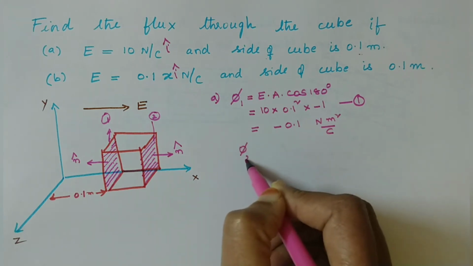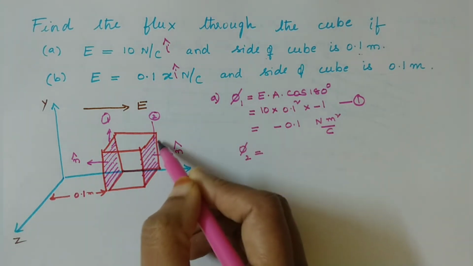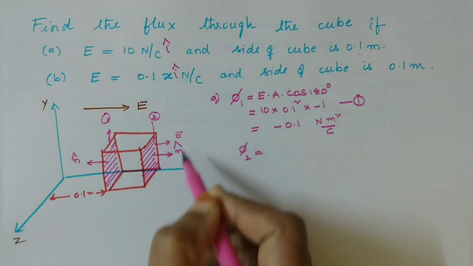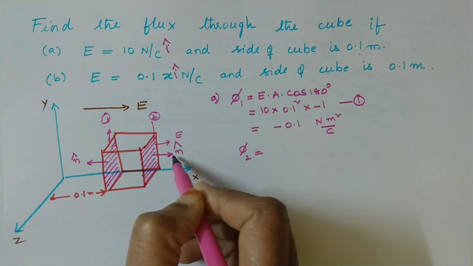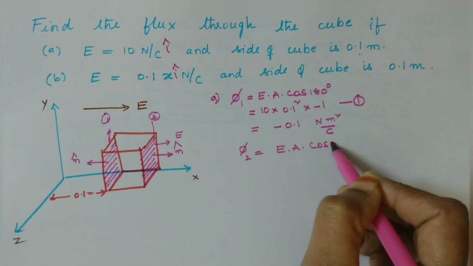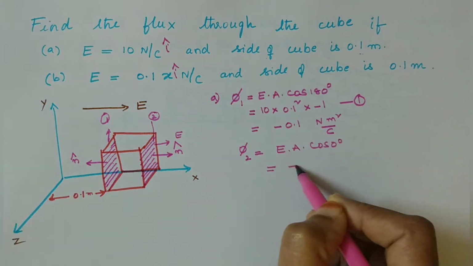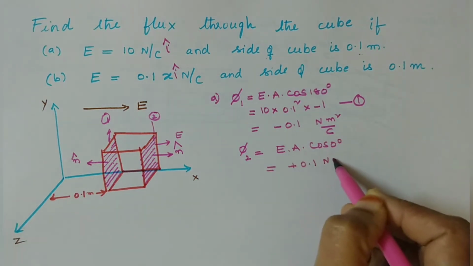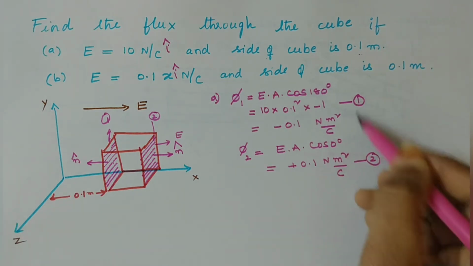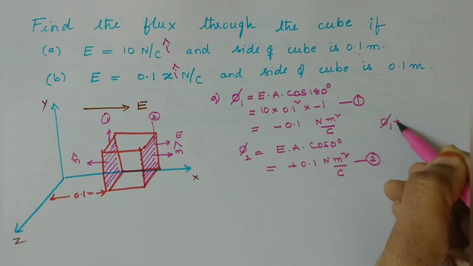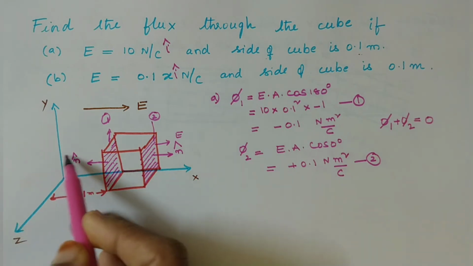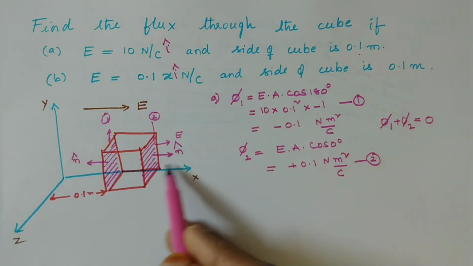Now flux through second surface. For the second surface, electric field is in positive x direction. Area vector is also in positive x direction. E into A into cos 0, that will be 0.1 Newton meter square per coulomb. Add the two values, the net flux would become 0 because whatever field lines are entering are leaving from the second surface.